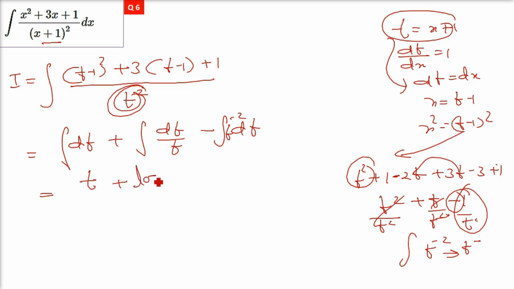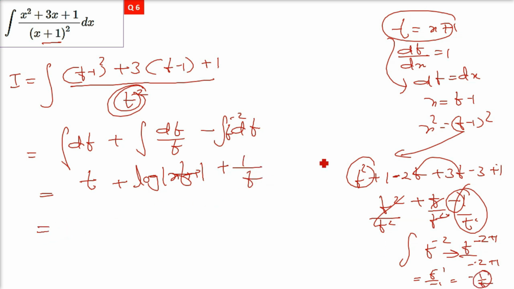dt by t will be log modulus of t, that is x plus 1. Let me just write it t. We'll replace them simultaneously. T raised minus 2 will be t raised minus 2 plus 1 divided by negative 2 plus 1. So this will be t raised minus 1 divided by negative 1, so minus 1 by t it will be. And still negative is already there, it will be plus 1 by t, plus constant of integration, of course. Don't forget about that. So t will be x plus 1: x plus 1 plus log x plus 1 plus 1 by x plus 1 plus constant of integration.